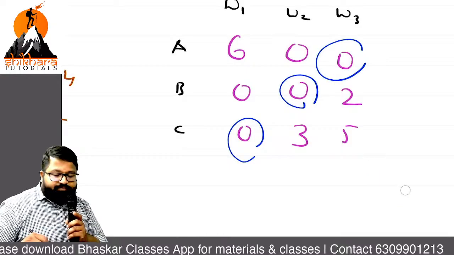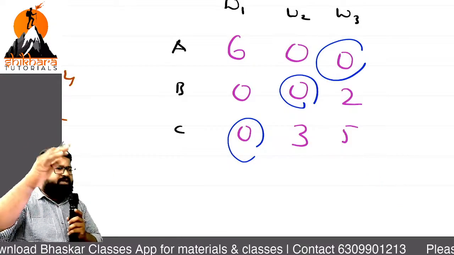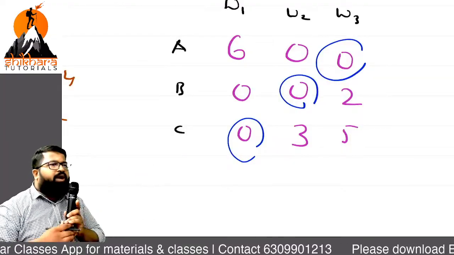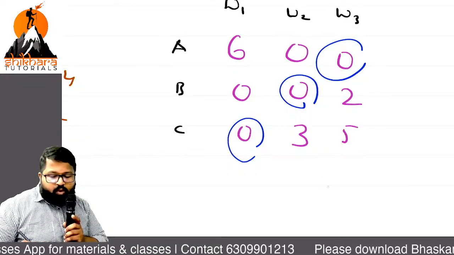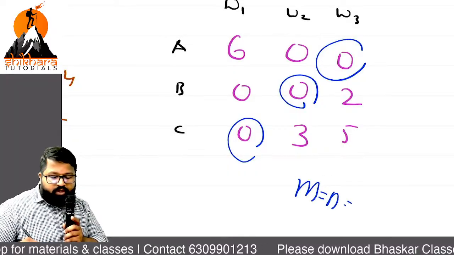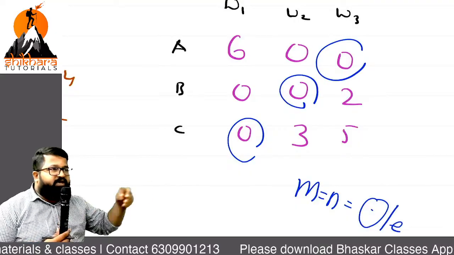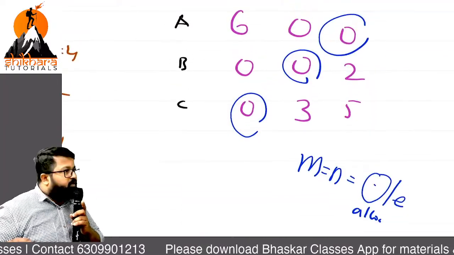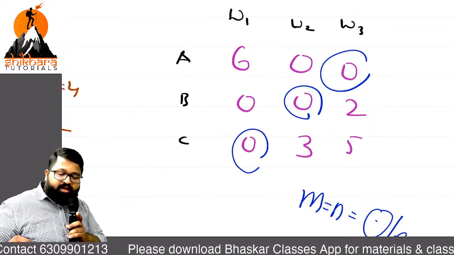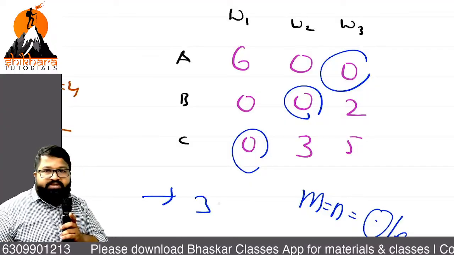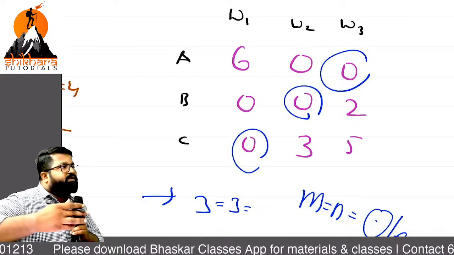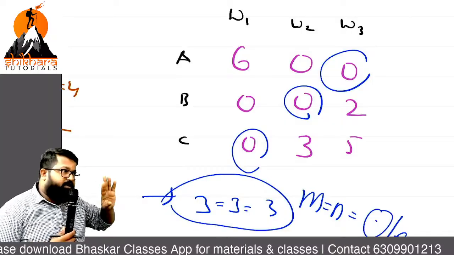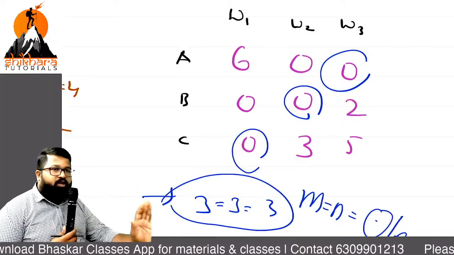But there is one more aspect. Sir, I'm not going with the actual test, I'm giving a brief idea. Once this part is done, what is the check? Whether m equals n equals the number of circles, or the number of allocations, as different persons may put it. How many rows are there here? 3. How many columns? 3. How many allocations or circles? 3. So our answer is fine.